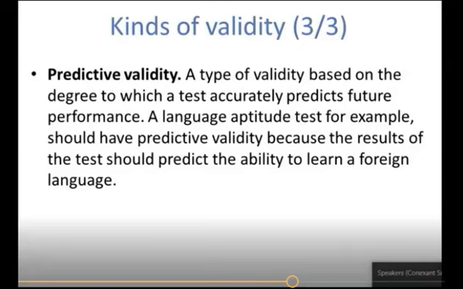Next one is predictive validity. Validity that is about prediction. What is it? A type of validity based on the degree to which a test accurately predicts future performance. That means the result of the test should clearly give an accurate description of the student's performance in the future.